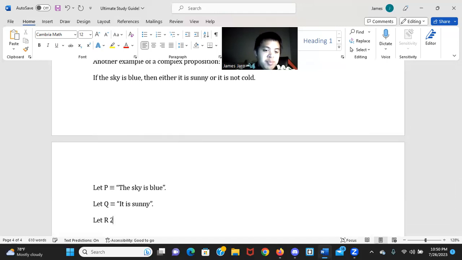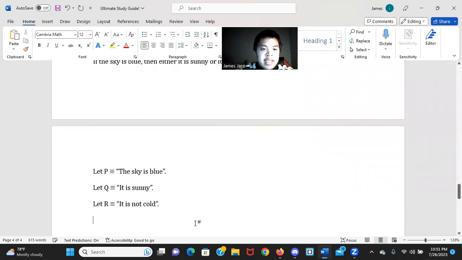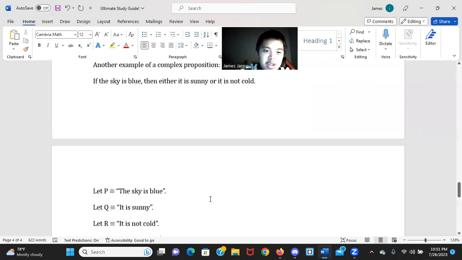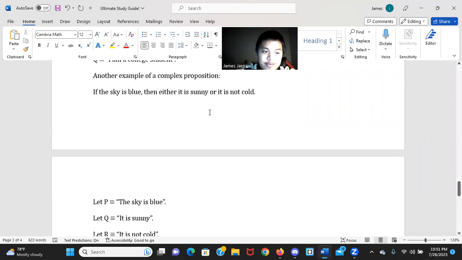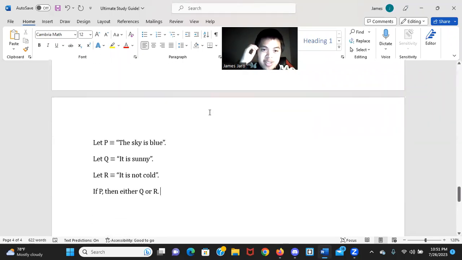And then we can say let R be equivalent to the fact that it is not cold. And so now what we have essentially is this, we can say if P, then either Q or R. And this again is a lot better than having to write all of this out, but we want to be even lazier. We want to write this in as few steps as possible without having to worry about breaking our hands because, well, we're lazy.